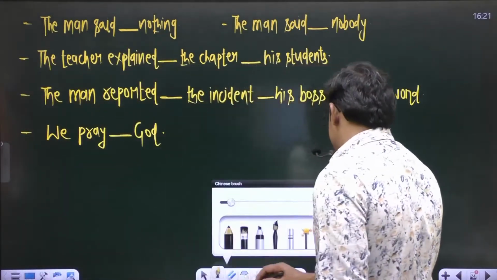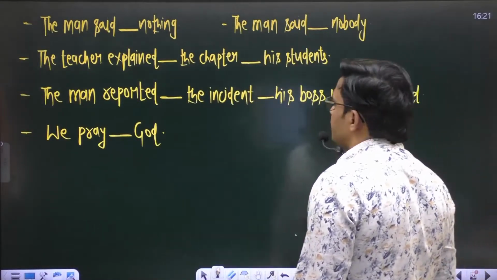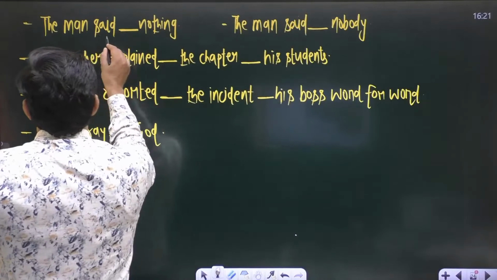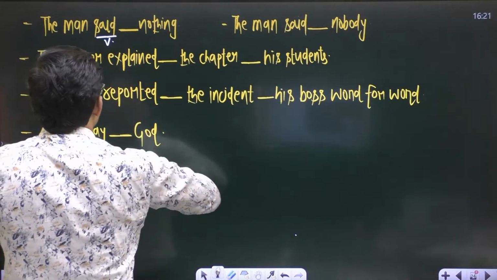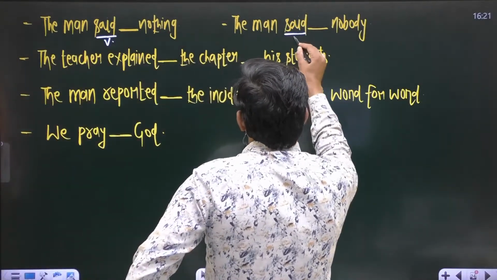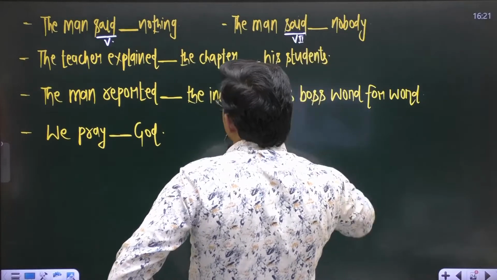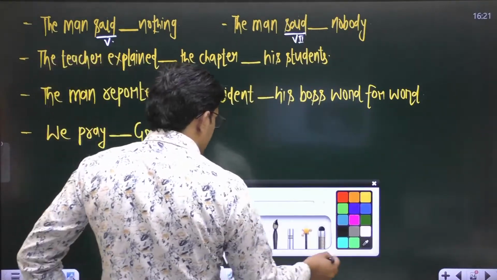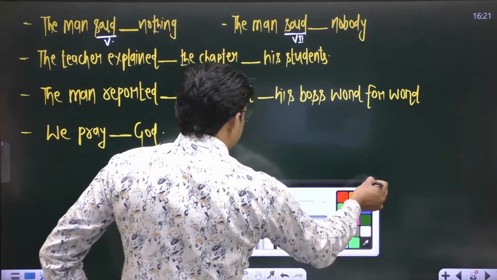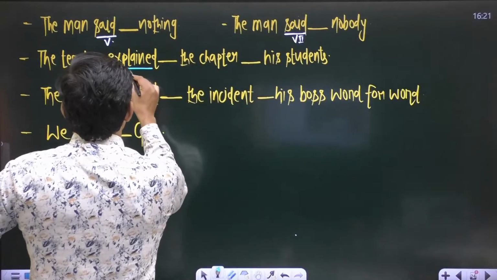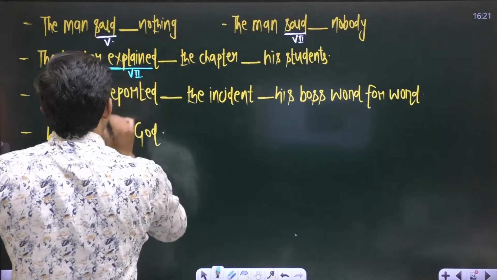In all the sentences we have a verb. Like in the first sentence we have the verb said. Again you have the verb said. In the second sentence we have a verb, and the verb is explain. The second form of the verb explain is explained.